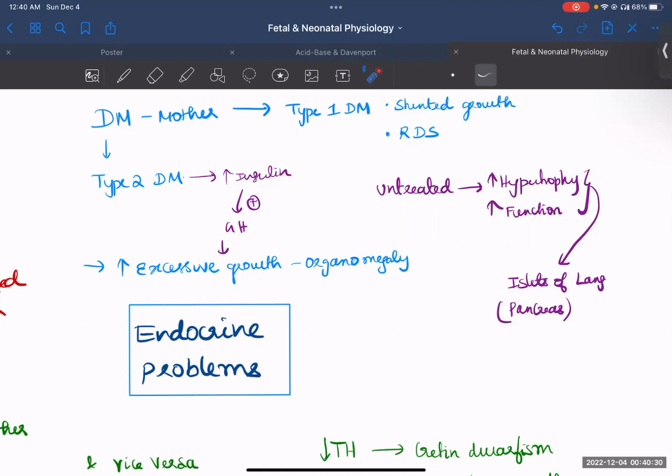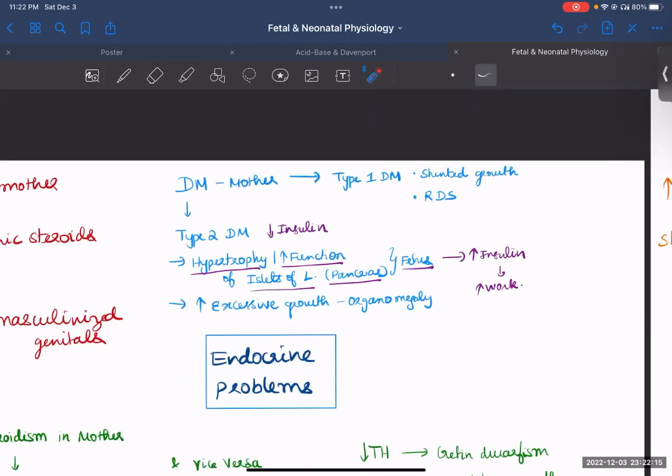Now, what if the mother has untreated or uncontrolled diabetes? Then that is going to add pressure to the islets of Langerhans of the fetus. As a result, the pancreas, which has the islets of Langerhans of the fetus, is going to be hypertrophied and hyperfunctional. Okay, so that was about diabetes mellitus in a pregnant mother and how it affects the fetus.